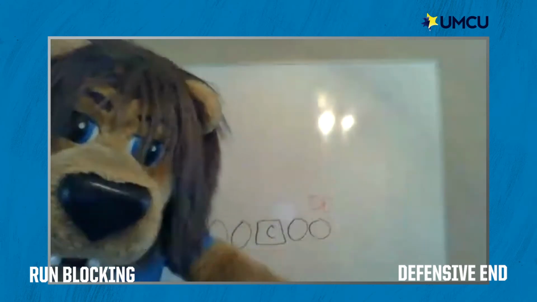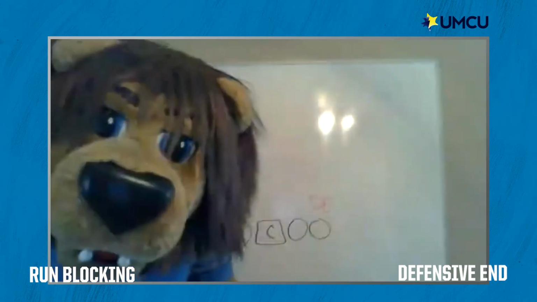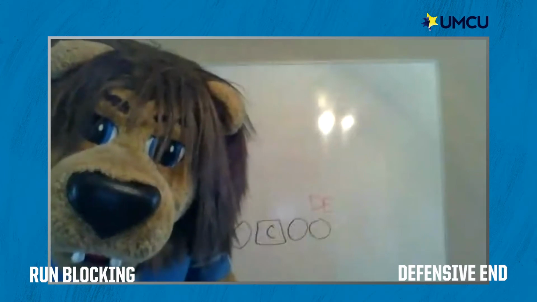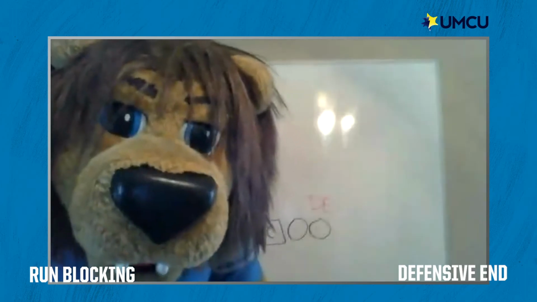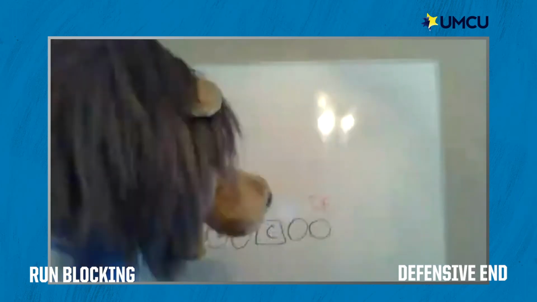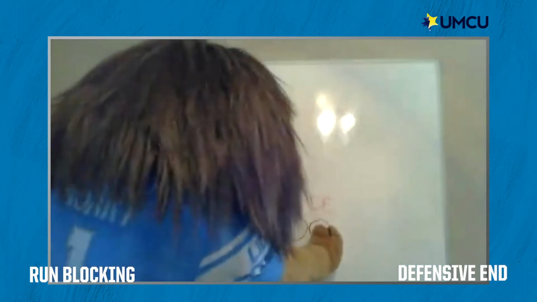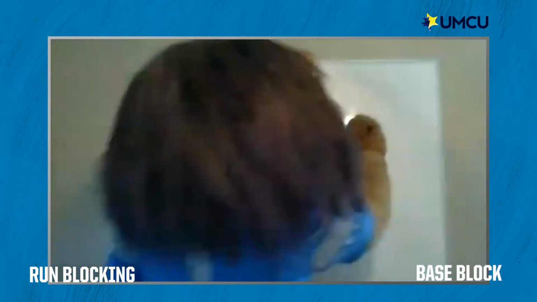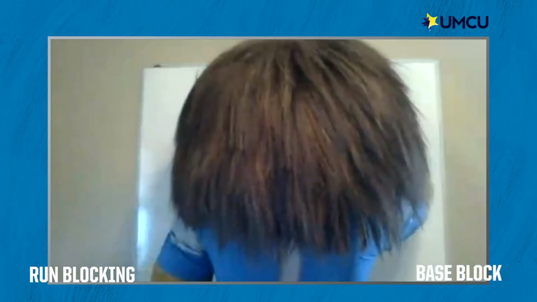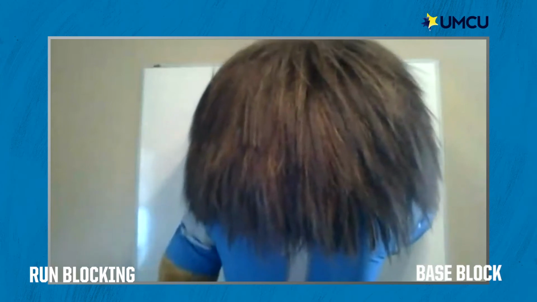Now, Roary, I know defense you don't care about when you're playing offensive line, but when you got somebody that's lined up right across from you, and it's our responsibility to block this person, what we're going to call this is a base block. A base block means simply you got somebody straight ahead from you, and that's your job to block that person.